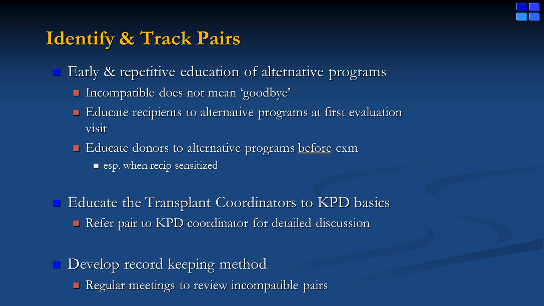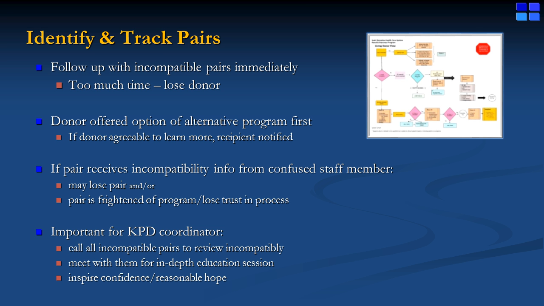And then towards the end of the donor evaluation, we bring both donor and recipient in for an intensive KPD education. That's maybe where we draw blood for cryopreservation, etc. And you need to also keep records of these pairs. So we meet once a week just to talk about our incompatible pairs and the status of them. And this is just some more information about tracking an incompatible pair.